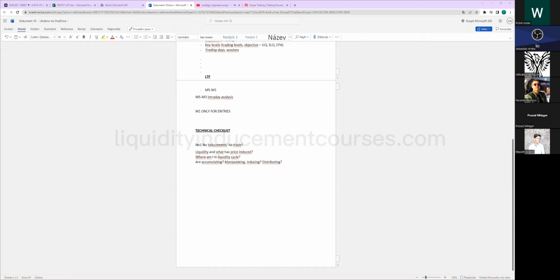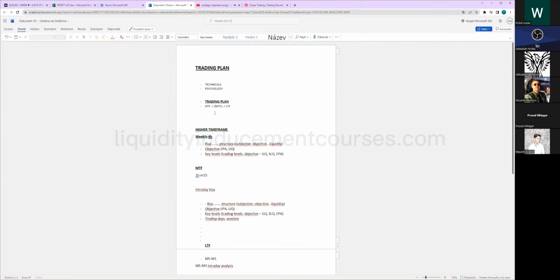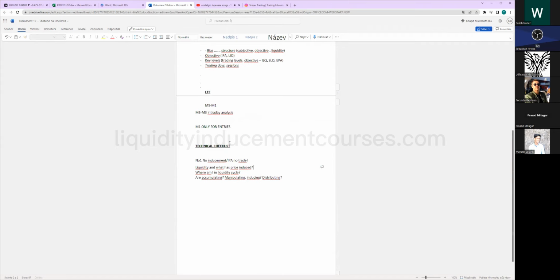And again, that should be everything. No inducement, no EPA, no trade. So only these four are enough for you to build a technical plan. And then, yeah, an entry, again, pick one.